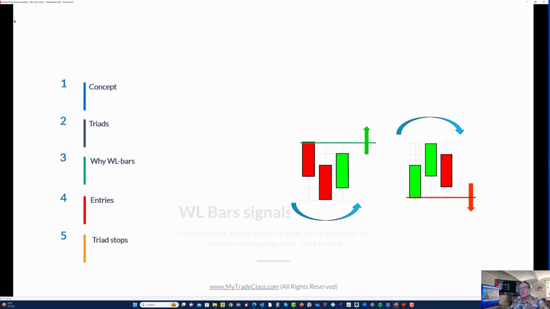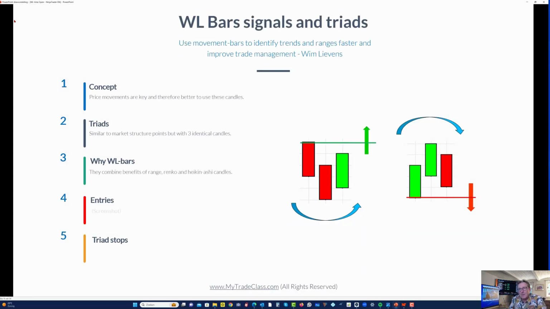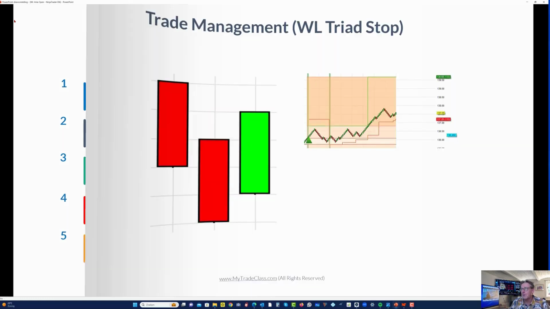Okay, good. Then the concept of triads. Now, most people know this. A triad is a group of 3. It's a known concept. I use exactly the same concept, but of course I will recognize or trade with these triads built from WL bars. Many people know this concept and will use other bars. I use my WL bars, and I have the same principle on triads, which could be potential reversal signals.